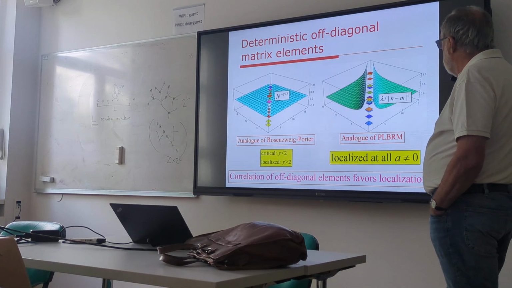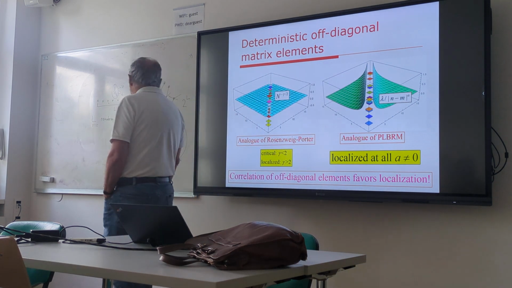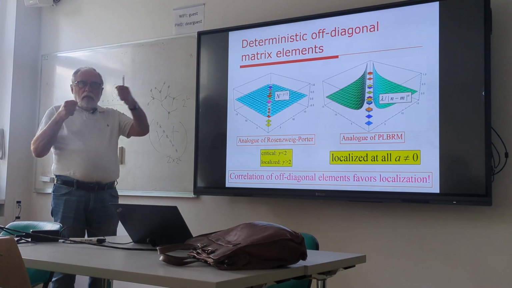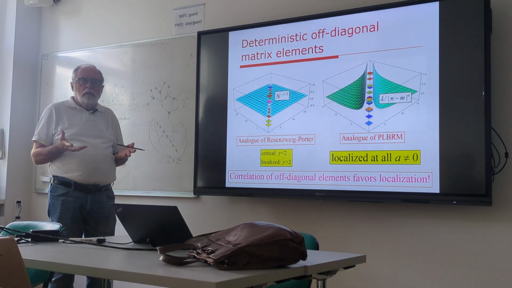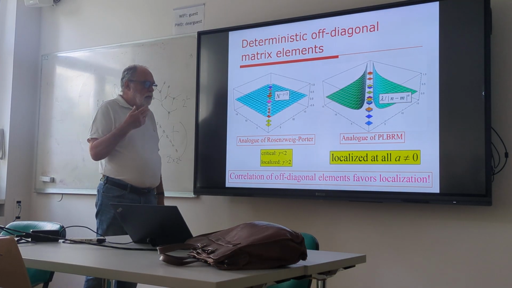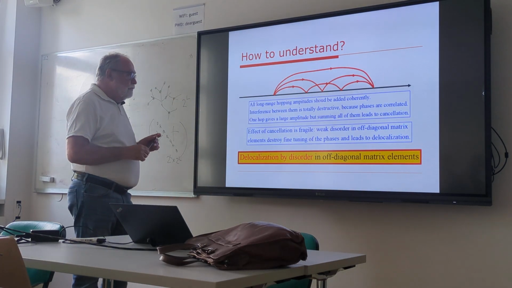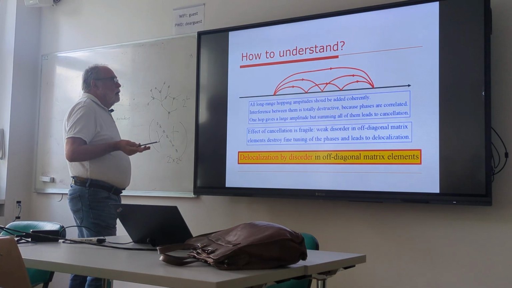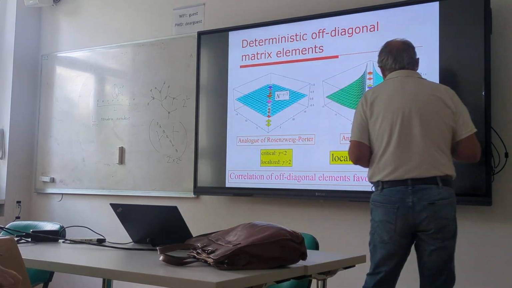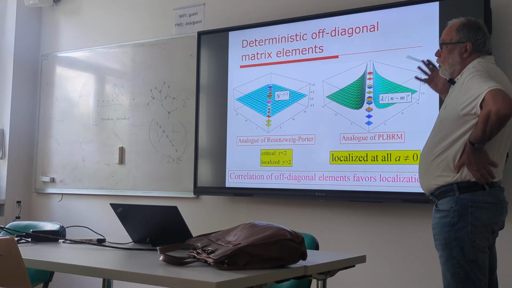So you see, in all these situations, making off-diagonal elements correlated favors localization. So what you see is the following. Making correlated diagonal elements, you favor delocalization. Making correlated off-diagonal elements, we favor localization. This is the general statement. But then there is a surprise. Why a surprise? Suppose that this A is very small, 0.1.